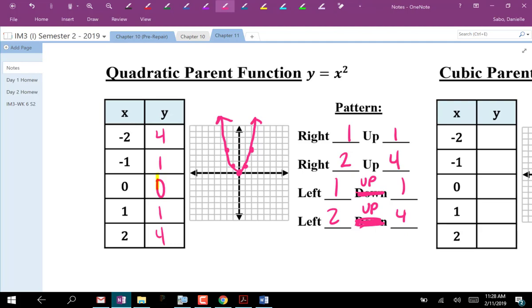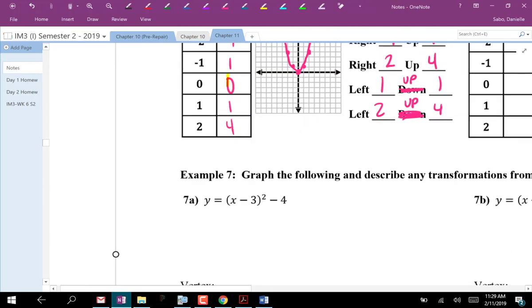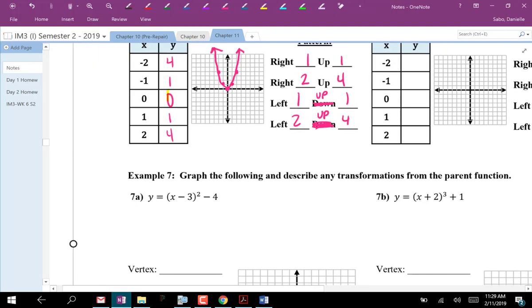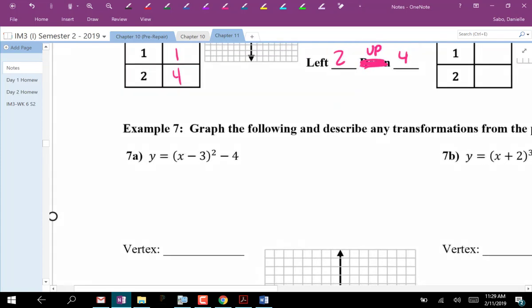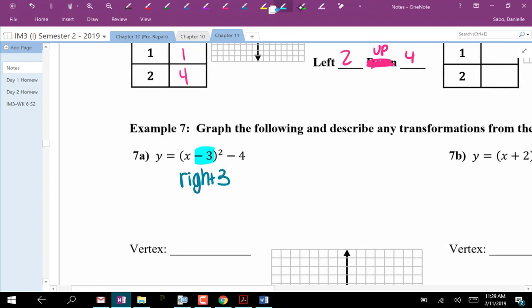Okay, so I'm going to go to number 7. We had transformations in chapter 4: left, right, up, down, stretching, compressing, reflecting. We did that on the prereq sheet. That's why I had you guys do that. Does anyone remember what this 3 represents? Would that be left or right 3? Right 3. So I have right 3. And then what about this?